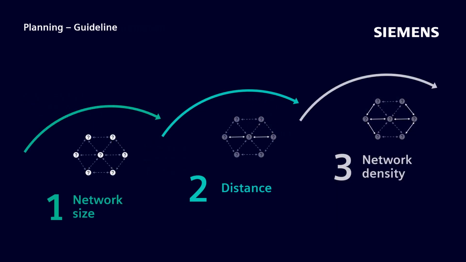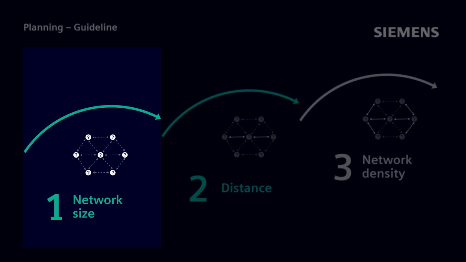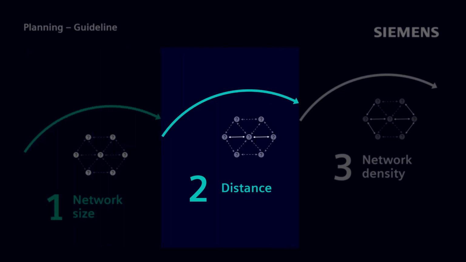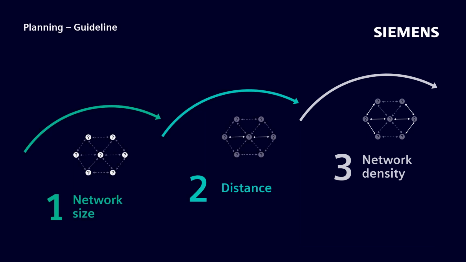Now, let's go on with the planning specifications for a SWING wireless system. There are three key planning rules you need to follow. First, the network size. This defines how many devices can be included in the wireless network. Second, the maximum transmission distance. Each device must be within the allowable range of the gateway or its neighboring nodes. Third, the network density. Every device must have enough neighboring connections to ensure stable and reliable communication. Let's explore each of these rules in more detail.